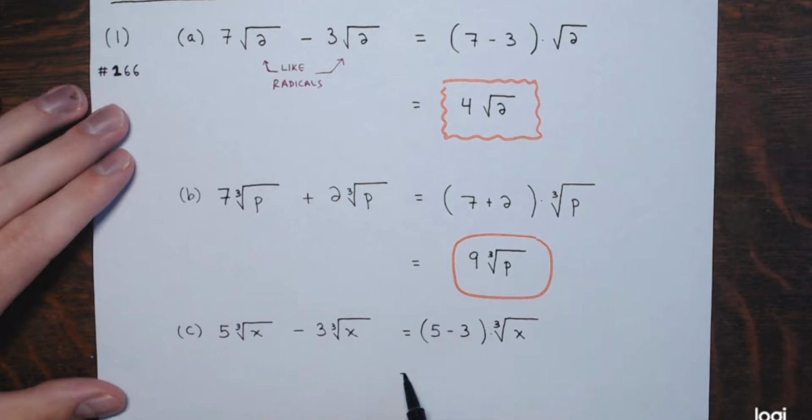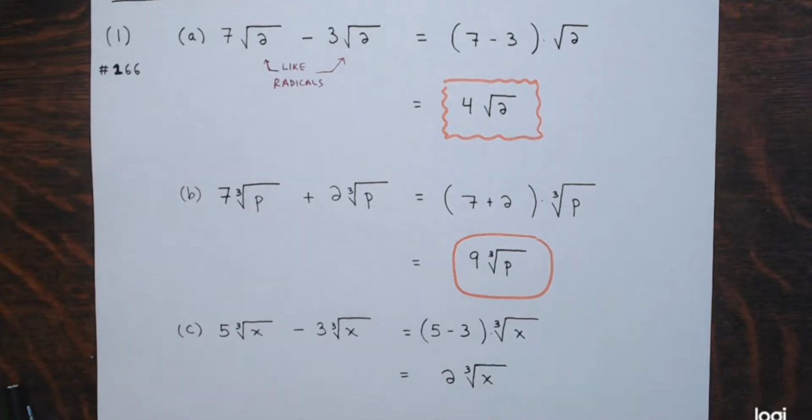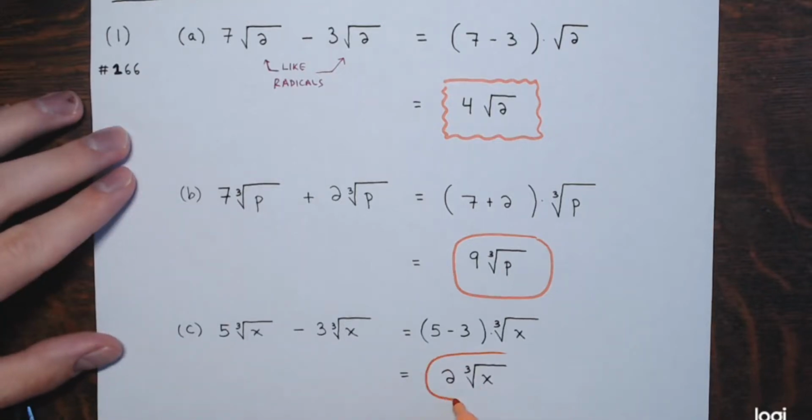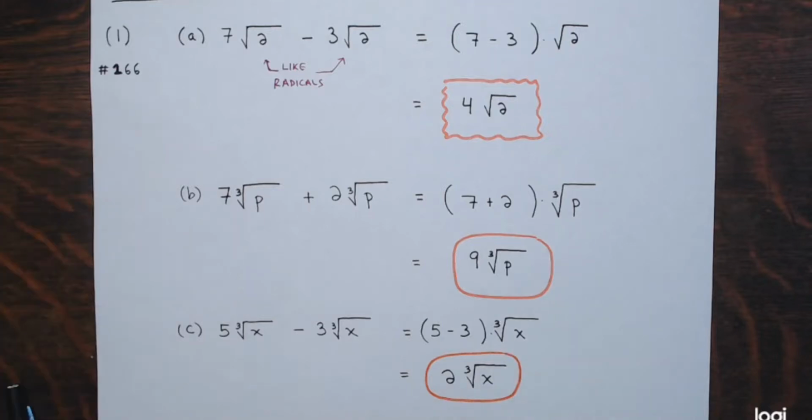And what is 5 minus 3? That is 2. Right? So we end up with 2 times the cube root of x. Very, very simple stuff, I feel. All right, I'll circle that. Okay, wonderful. All right, so moving on.